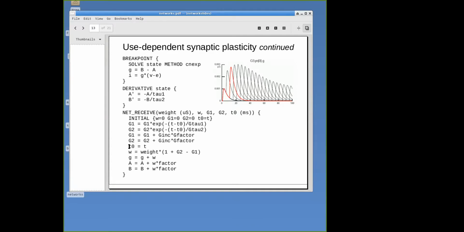T0, the time at which the synapse was most recently activated, is then updated, and then the effective weight of the synapse is calculated as the product of the weight associated with the netcon and 1 plus G2 minus G1. Well, G2 minus G1 gives us a function that starts at 0, goes up to some maximum, and comes back down to 0, because they're both initialized to the same value and they're both perturbed by the same amount.